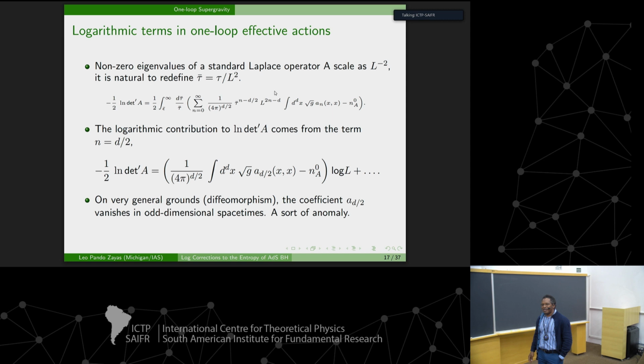Is it like a log L, because you are computing this from a log L term? L is some length scale. No, L is a length scale, yes. But those are different. Okay. Okay. Thank you. Yeah, sure.